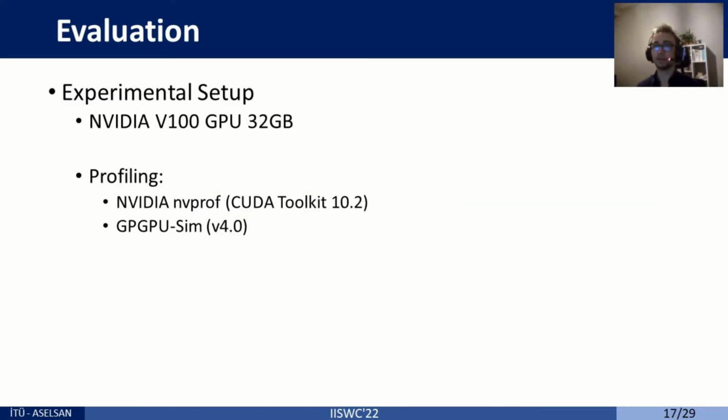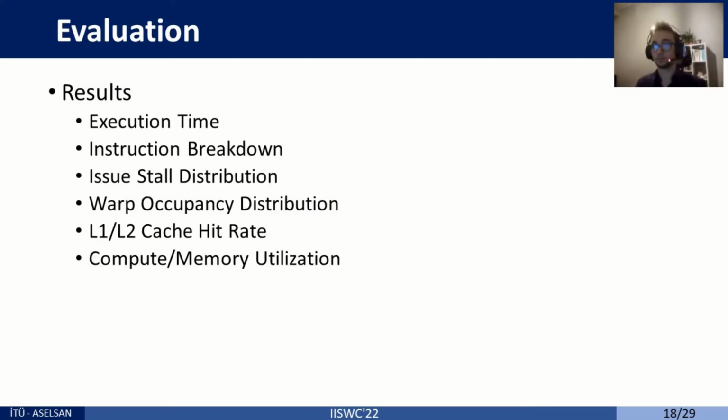Experiments are run on NVIDIA Tesla V100 GPU. NVIDIA's NVProf is used as a hardware profiler, and GPGPU-Sim is used as a cycle-accurate simulator. We use some evaluation metrics to measure the performance of GNN models with various datasets using gSuite. These metrics are execution time, instruction breakdown, issue stall distribution, warp occupancy distribution, L1 L2 cache hit rate, and compute memory utilization.